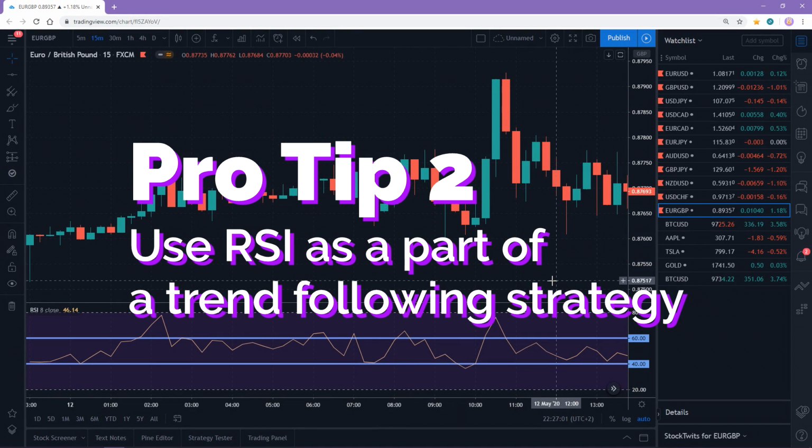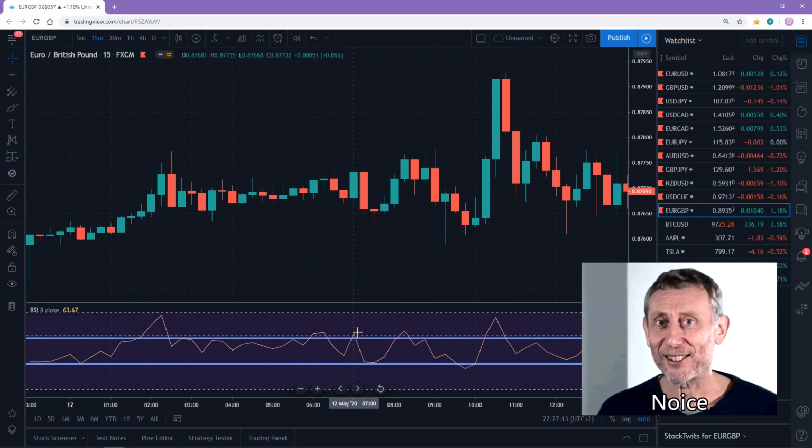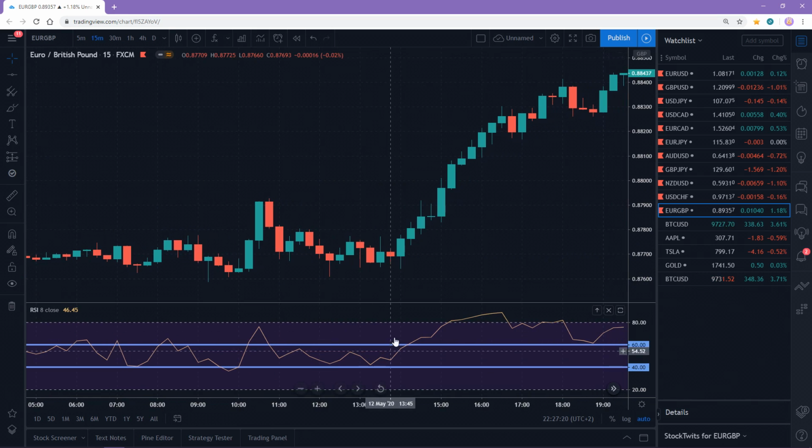Pro tip number 2. Use RSI as a part of a trend following strategy. As I said before, RSI is widely used as a part of counter-trend strategies. But did you know that it can also be used as a part of a trend following strategy? Once the RSI line crosses the 60 level, it shows that a potential uptrend may occur very soon, and vice versa. This approach works best with a moving average.